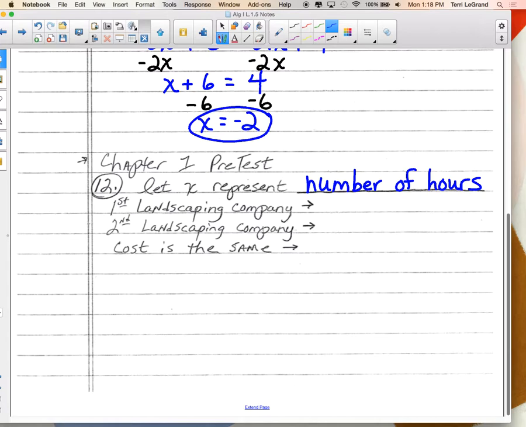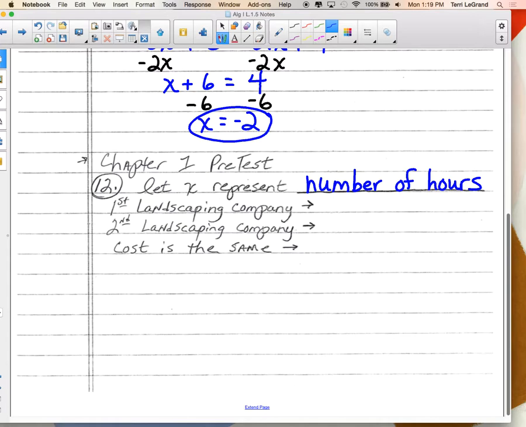I believe the question was, after how many hours would the cost be the same no matter which landscaping company you went with? Is that what this problem is about? Well, cost is the same. What mathematical symbol does that sound like? Equals. We need to know when one company's cost is equal to the other one's cost.